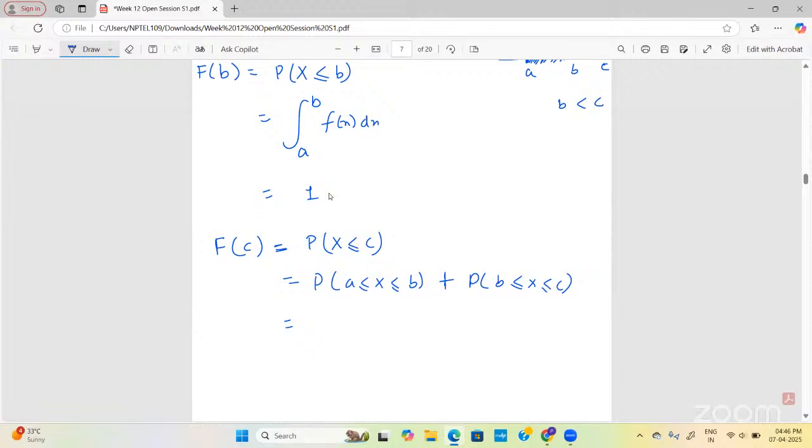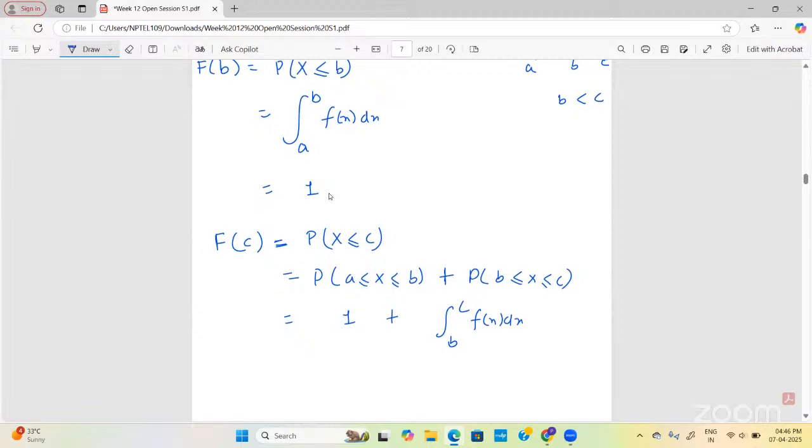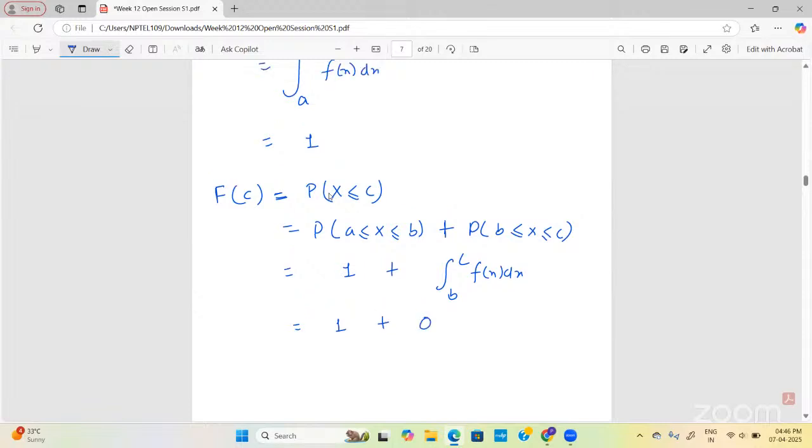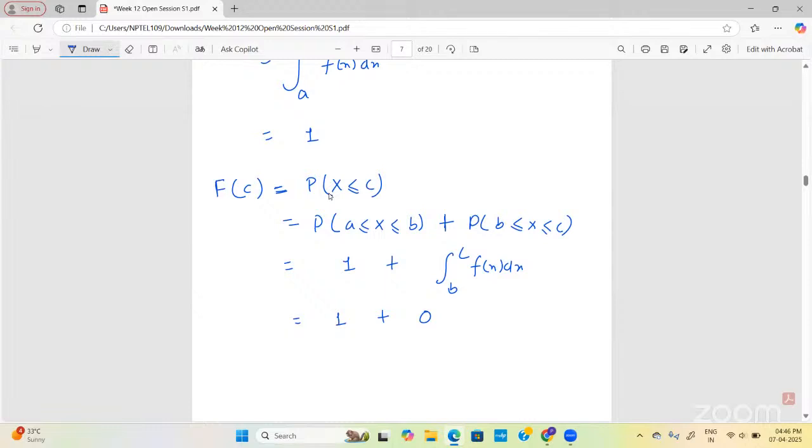So this one we have calculated. And this we can write as the integral from b to c of f(x) dx. Now tell me what will be this value, the second part? Ma'am, it will be 0. Yes, it will be 0 because it's not defined. It is 0 in that case.